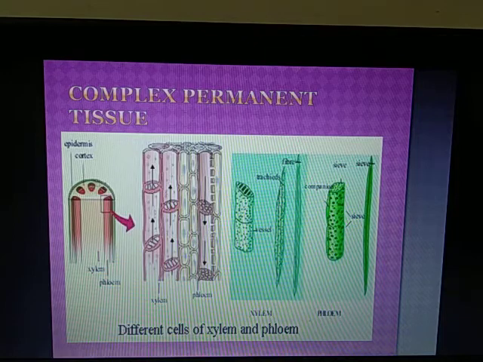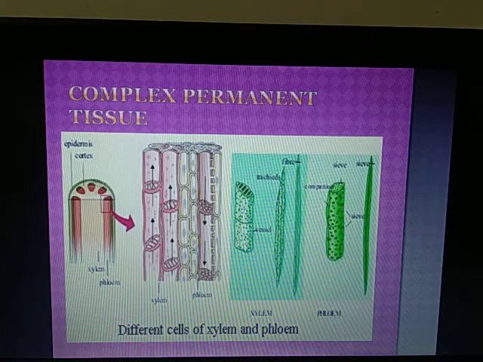Now xylem is also known as one of the conducting tissues. Xylem parenchyma, xylem sclerenchyma or fiber, tracheids and vessels: these are the four elements of the xylem. Or you can learn TVPF, T for tracheids, V for vessels, P for parenchyma, and F for the fibers. It is xylem parenchyma and xylem fiber, and for phloem it is phloem parenchyma and phloem fiber. These are two common elements of the complex permanent tissue.